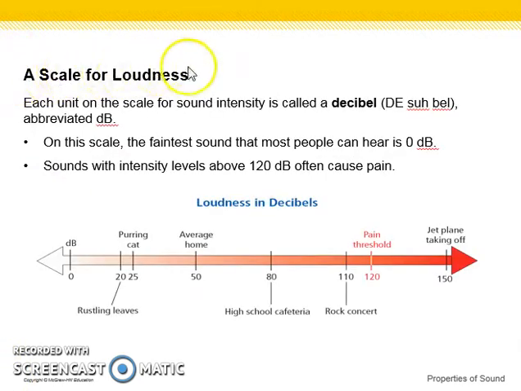A scale for loudness, write that down, and the page number where you can find this. Each unit on the scale for sound intensity is what we call a decibel, abbreviated lowercase d, capital B. First bullet point, on this scale, the faintest sound that most people can hear is 0 decibels. And sounds with intensity levels above 120 decibels often cause pain.